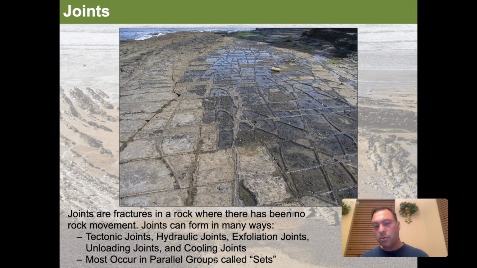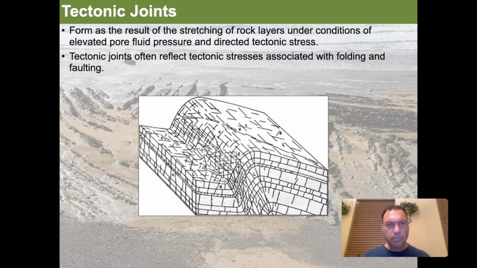Most occur in parallel groups called sets. So we see sets of joints. So here's a set coming in this direction. They're all going in this direction. And then there's another set going at about 90 degrees to that. We're going to get into what those are called here in a moment.